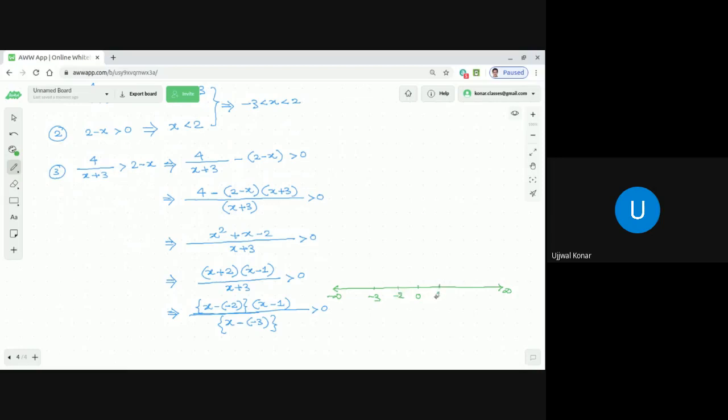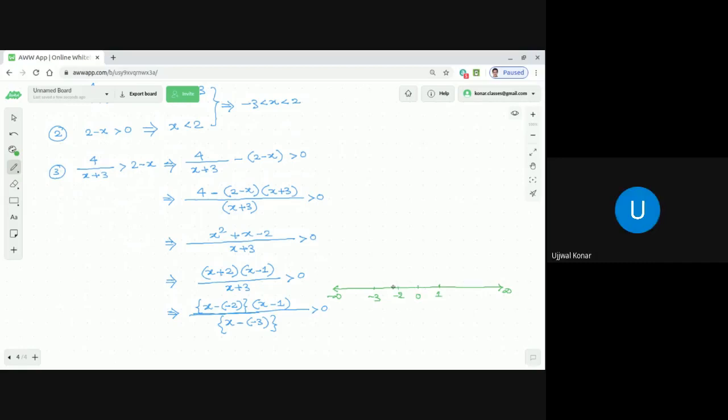Relative position. As I always say, you don't need to be precisely correct with respect to the distance, but they have to be precisely correct with respect to the relative position. So minus 2 should always be right of minus 3. It should not be the other way. 1 should always be right of minus 2 and right of minus 3 as well. That relative position has to be absolutely correct. Otherwise, your solution is going to be wrong.